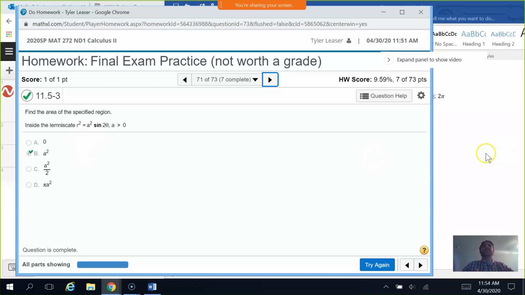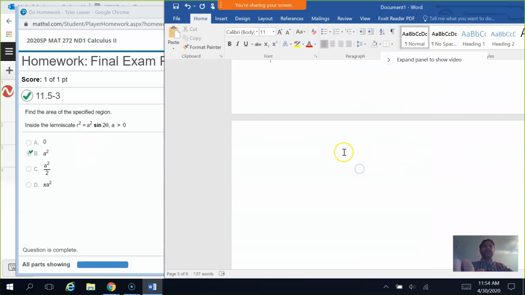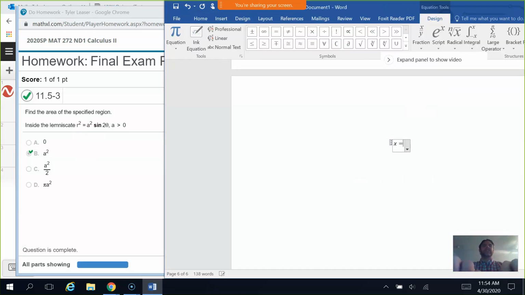So that is using these 4 equations: x equals r cosine theta, y equals r sine theta, r squared is x squared plus y squared, and the tangent of theta is equal to y over x. Just make sure you have these 4 equations with you when you go to take the Chapter 11 test, because you're going to be using them a lot.